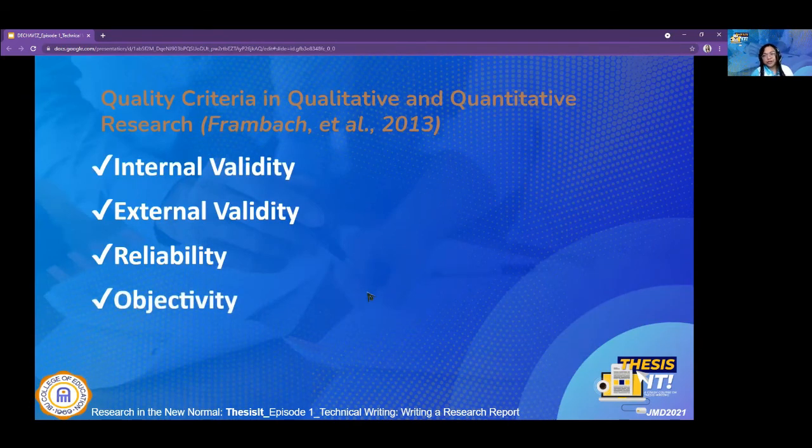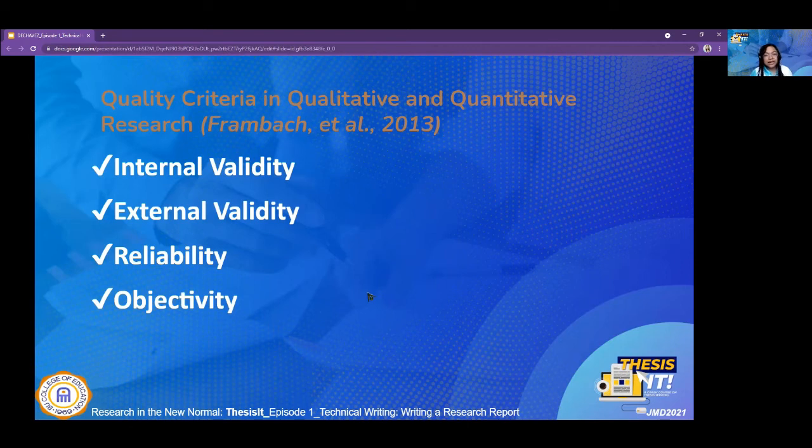We have also just a tip for you, my dear researchers. When you are writing your report, don't forget to really always look into what is expected of your paper based on the design that you adapted. And don't forget to write in a sensitive, ethical, and scholarly way. So I'll be discussing that in episode 2 about academic integrity, in particular, plagiarism and intellectual property.